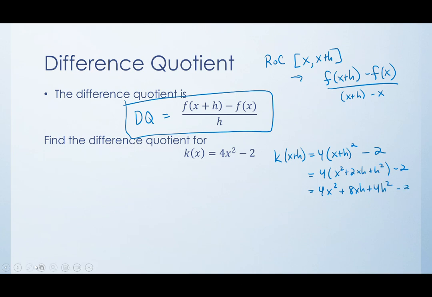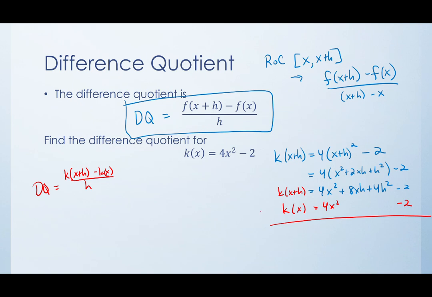Now we're going to subtract, because remember our difference quotient is k of x plus h minus k of x over h. So we've got k of x plus h, and we know what k of x is: 4x squared minus 2. We're going to subtract this whole thing. So the 4x squareds will cancel out. I'm going to have 8xh because I'm subtracting nothing. I'm going to have 4h squared because that doesn't cancel either. And the minus 2's are going to cancel.